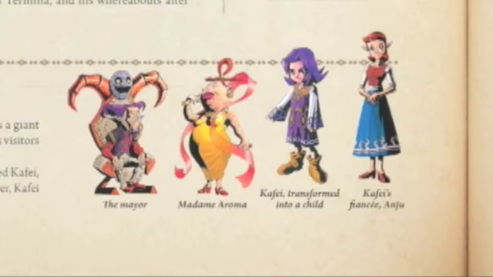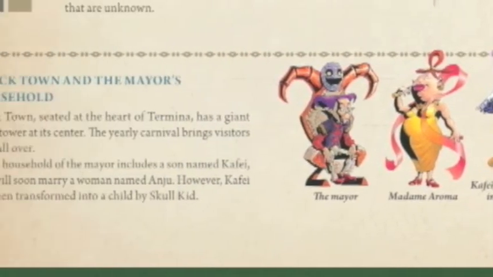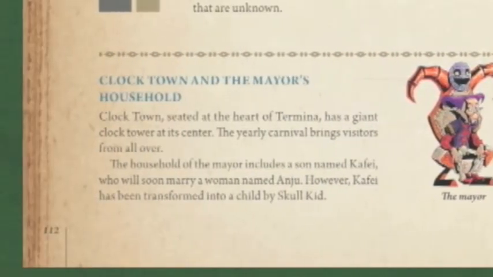Here's some people from some side quests. The mayor, Madame Aroma, Kafei transformed into a child, and Kafei's fiancee, Anju. We never see Kafei as an adult. In the credits, if you do that side quest, you see them get married, and you see him in his adult form. Clock Town, the mayor's household.